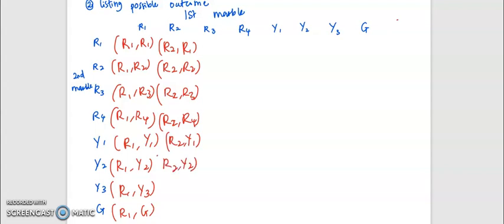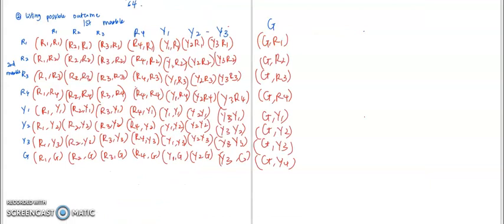R2, Y2, R2, Y3. Then R2, G. Okay, so I've already written it all down. So it's a lot, I know, right? So this is our sample space.